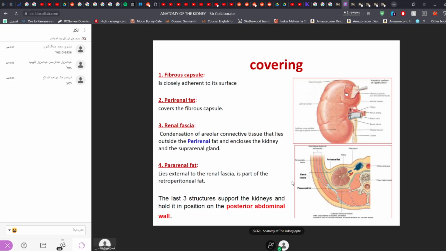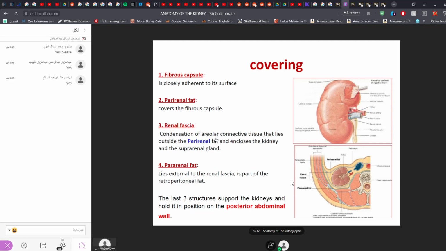This is the layer of adipose tissue lying outside the fibrous capsule, and it is thickest at the border of the kidney and fills up the extra space within the sinus. Extra space within the sinus will be filled up with this first layer of fat. Then we have another layer, the fascia. Can you see this gray line? This gray line outside this fat is called renal fascia.